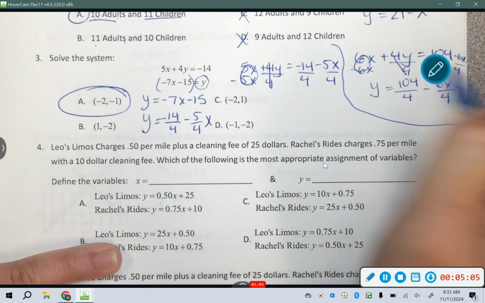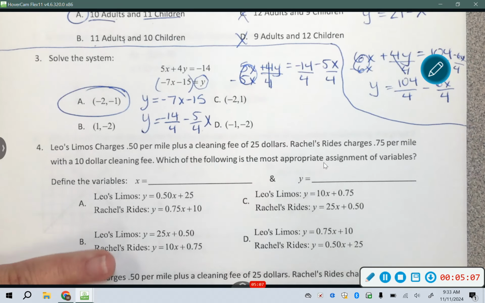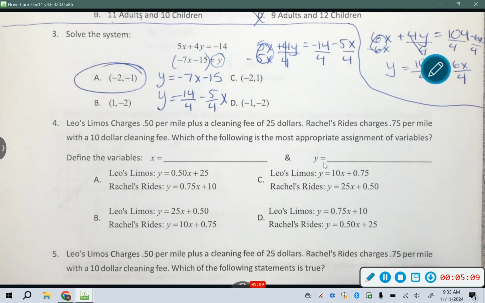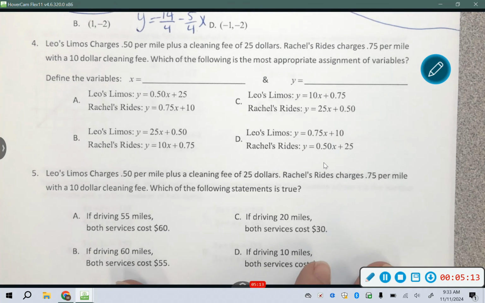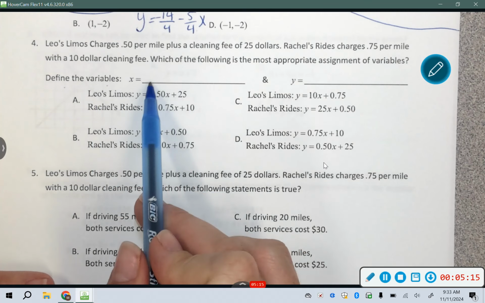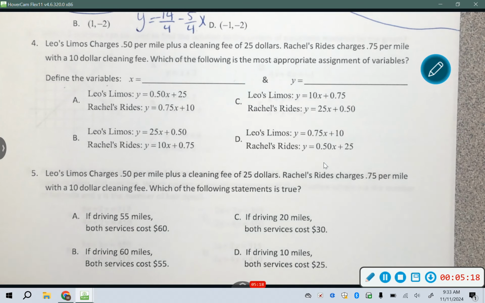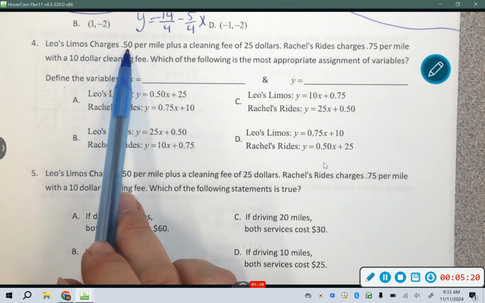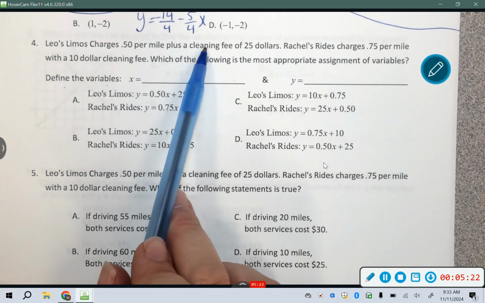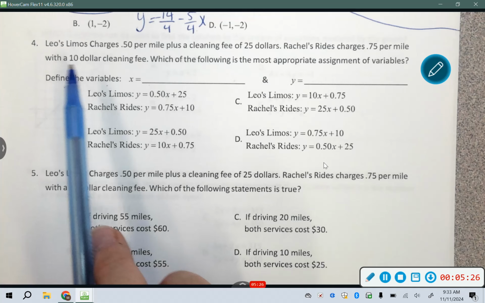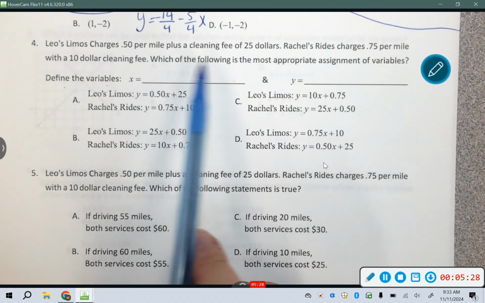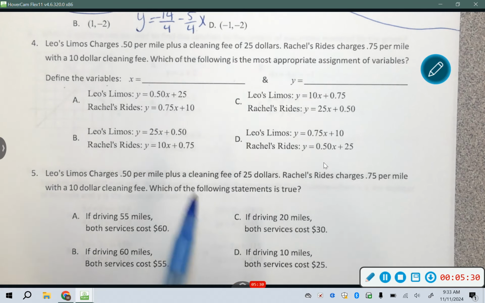This was my work for my other problem. Okay, so let's look at number 4. So number 4, it wants us to find the equation and it wants us to define our variables. So remember, that means put words here, not numbers. So it says Leo's Limo charges 50 cents per mile plus a cleaning fee of $25. Rachel's Rides charges 75 cents per mile with a $10 cleaning fee. Which of the following is the most appropriate assignment of variables?